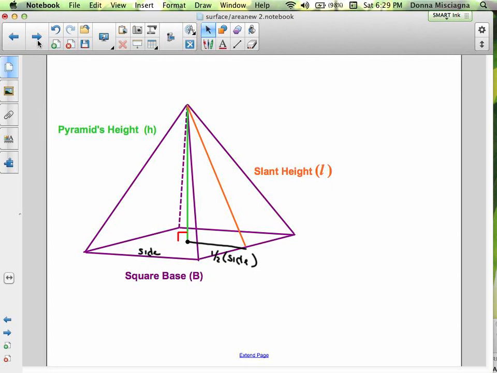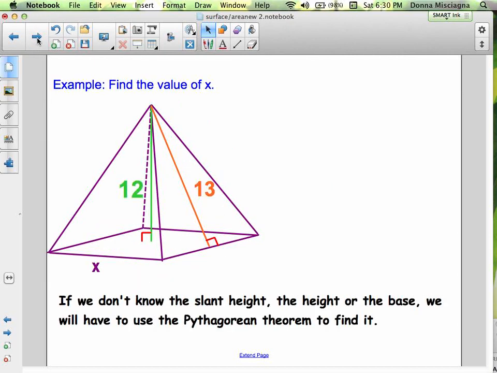Now we're going to practice. You have one in your notes, and I have many more. This is the one you have in your notes. So if we don't know the slant height, the height, or the base, we'll use the Pythagorean theorem to find it. So here I don't know the base. I know the height and I know the slant height. But because we have a right triangle here, we can use the Pythagorean theorem, right?